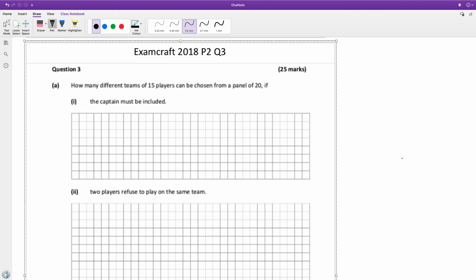Very important. How many different players of 15 can be chosen from a panel of 20? You should be able to do that. Off you go.